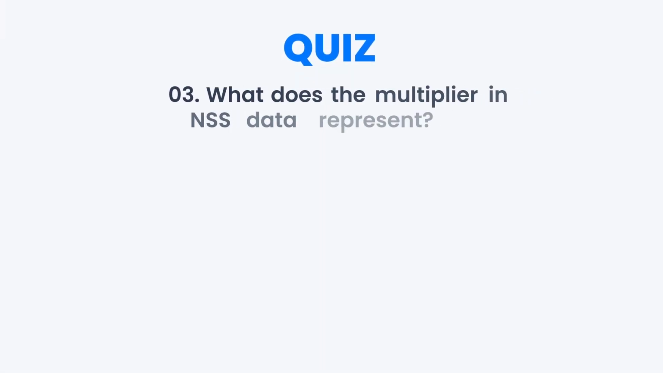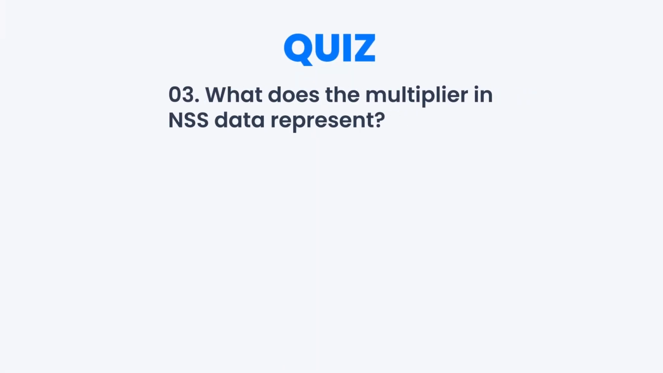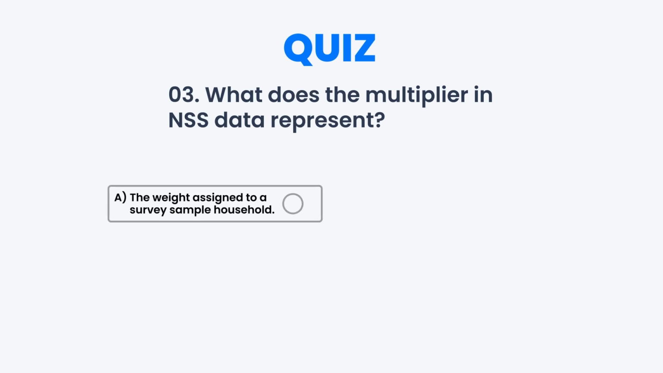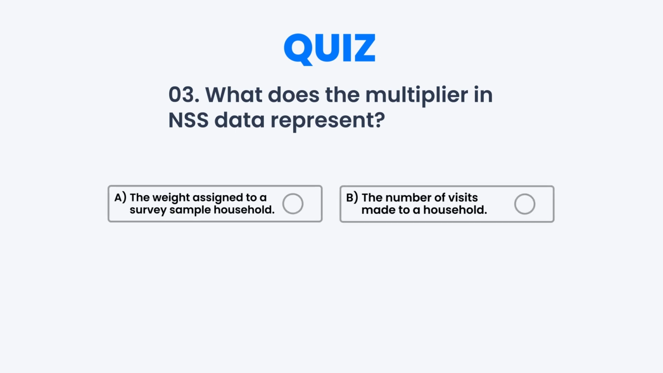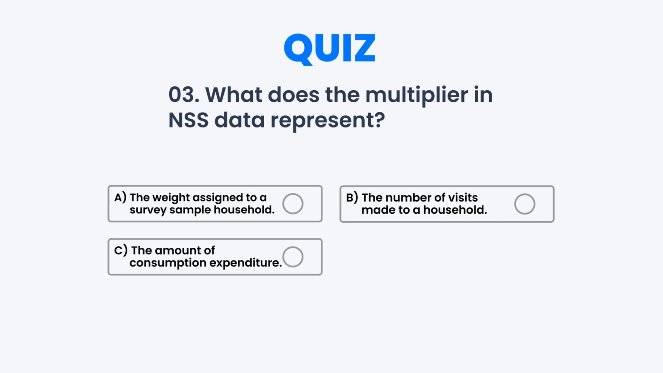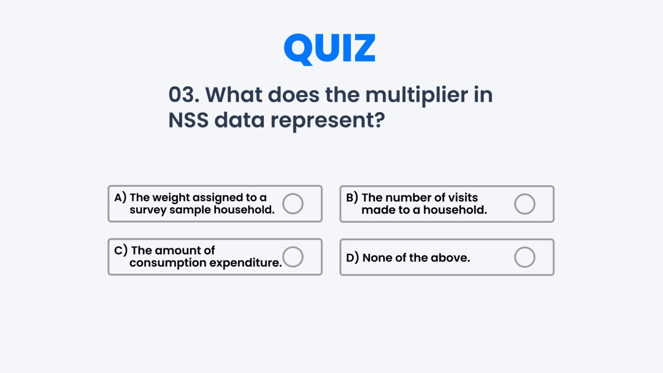What does the multiplier in NSS data represent? A. The weight assigned to a survey sample household. B. The number of visits made to a household. C. The amount of consumption expenditure. D. None of the above.